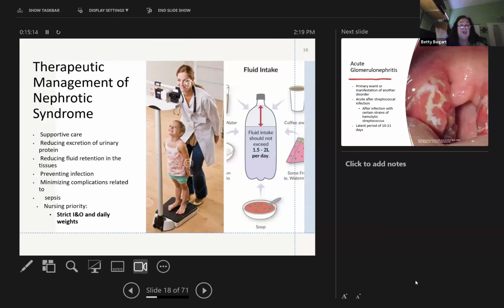So management, actually, we give steroids for nephrotic syndrome when they're doing really bad. We want to make sure with the management of it that we reduce the amount of fluid that's being retained. We want to prevent infections. And again, nursing priority. We have a fluid balance problem. We're going to have strict I&O, daily weights, and we can monitor, is the fluid going away or are we gaining it?